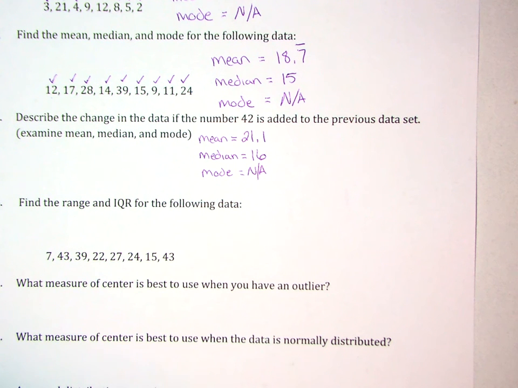Describe the change. The change is by adding 42 to the data set, it increases the mean. It also ended up increasing the median. So that's good for us to know. Adding a high value to our set of data increased the mean and increased the median.